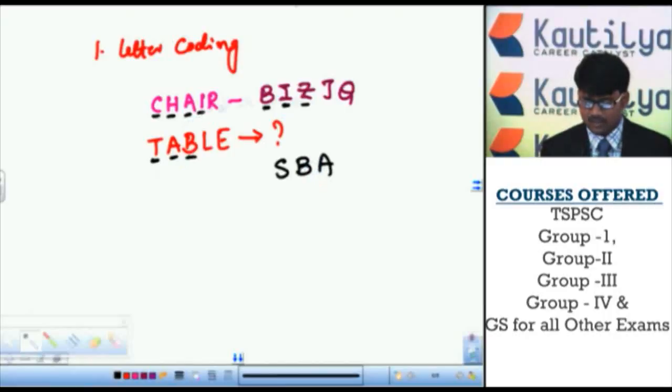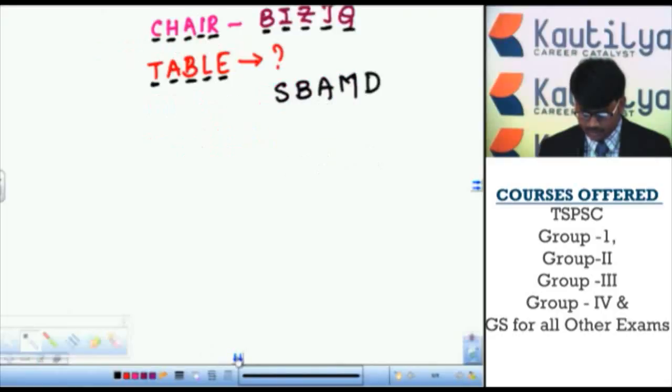Next, I is coded as J, meaning J is the next letter in the alphabet. Then we take the next letter for L. What is the next letter for L? M. Next letter in CHAIR is R. R is coded as Q, that means -1, the previous letter. Then we take the previous letter for E, which is D. This is one type of coding, called letter coding.